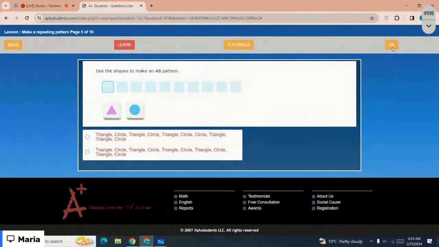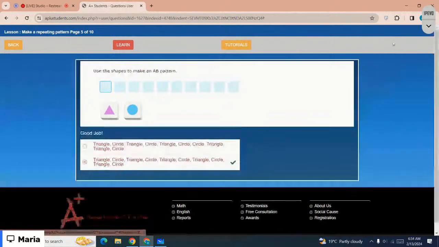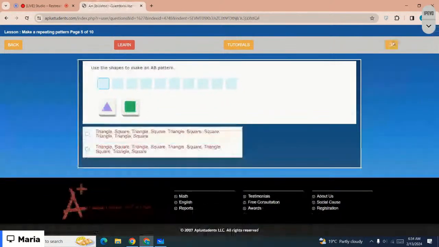The second one is the correct option. Very good. Use the shape to make an AB pattern, which is the correct option.